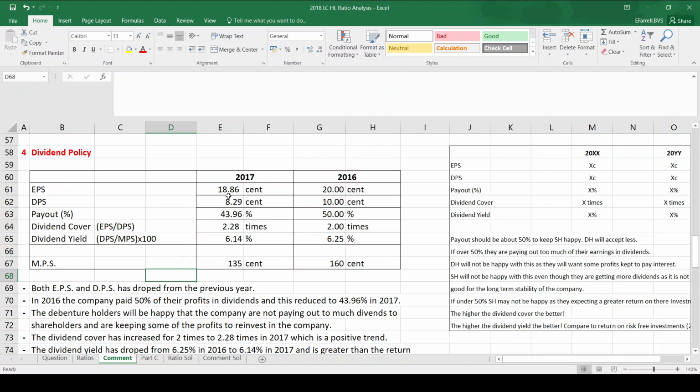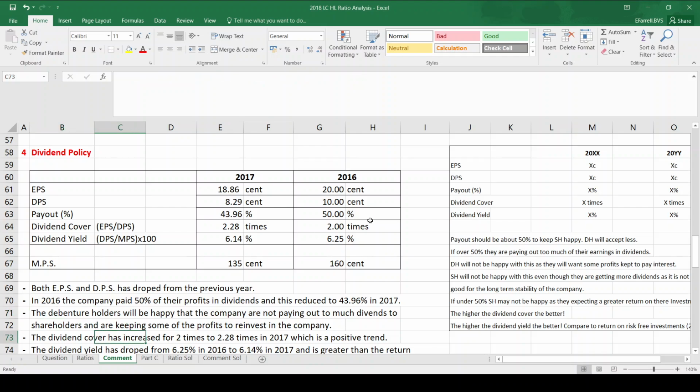Both earnings per share and dividend per share have dropped from the previous year, so they've broken down slightly. In 2016, the company paid out 50% of the profits in dividends, and this reduced to 43.96% in 2017. The debenture holders would be happy enough that the company is not paying out too much in dividends to shareholders, and that they are keeping some of the profits to reinvest. So again, if this was up at 60, 70, 80%, the debenture holders would not be happy.